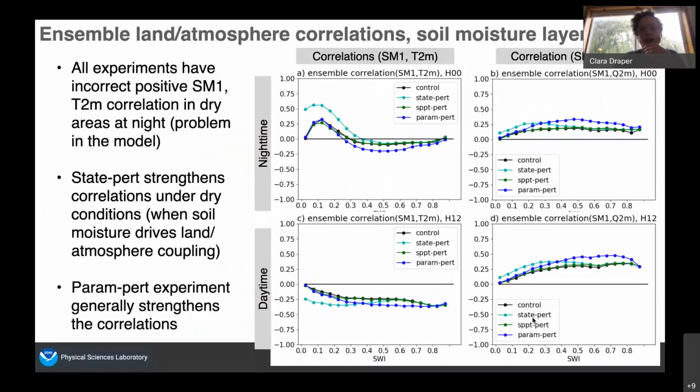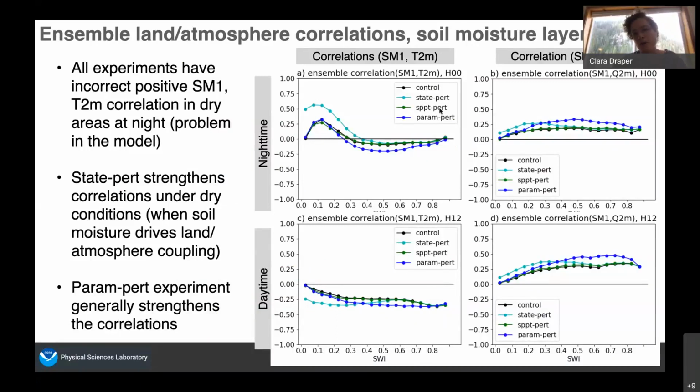Okay, moving on to look at the ensemble correlations. This is where things get interesting, I think. So what I've got here is the correlations between the soil moisture and 2-meter temperature on the left, and then specific humidity on the right. Again, nighttime on the top, daytime on the bottom. We see a few interesting things here.